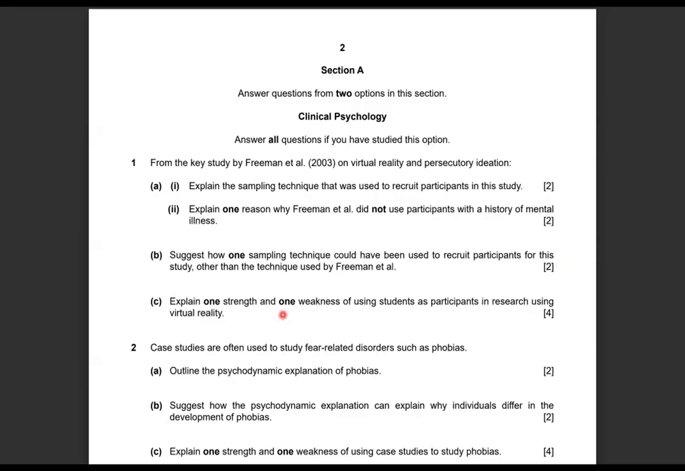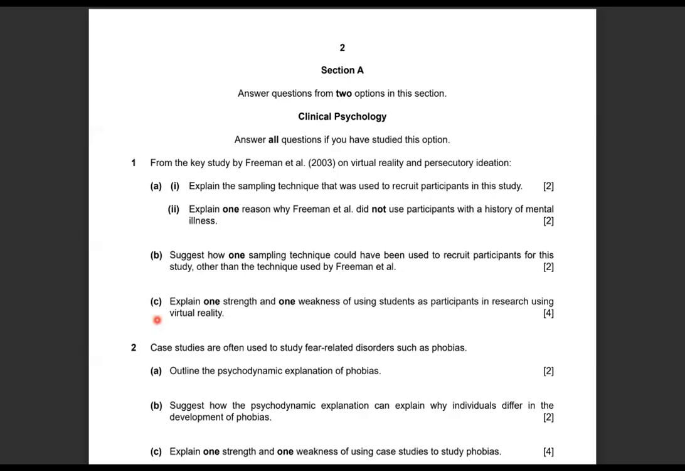Explain one strength and one weakness of using students as participants in research method using VR. So question 1 is focusing a lot on the sample of the study and questions relating to the sample. So what is the strength of using students? Here's another question where you can use some research method terms and a little bit of practical common sense will also come into play. A strength of using students in the study is because keep in mind this is a study using virtual reality, right?